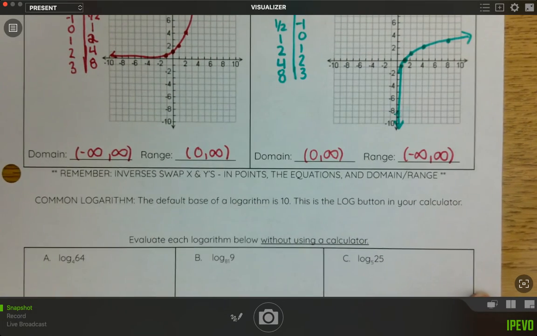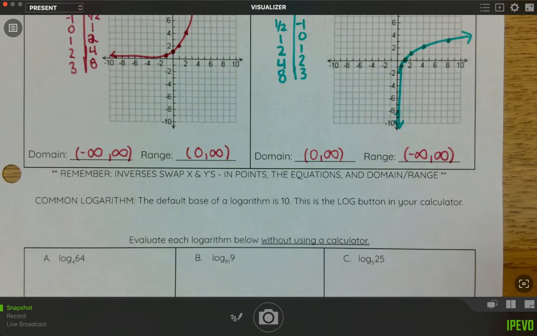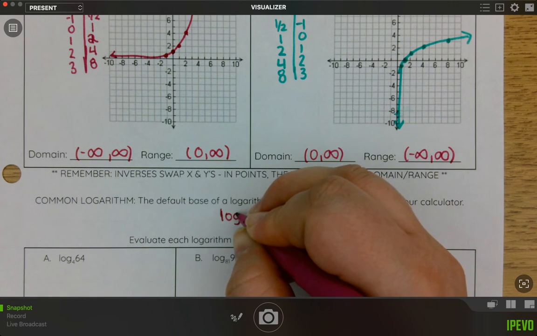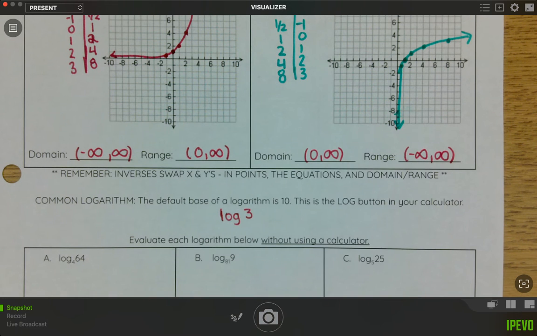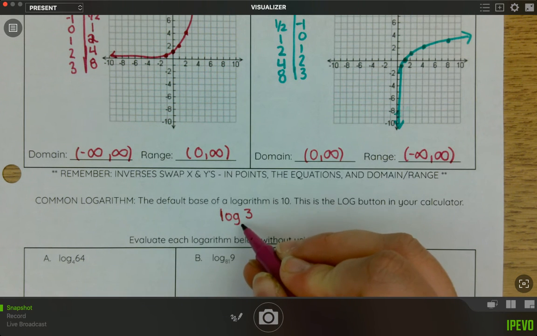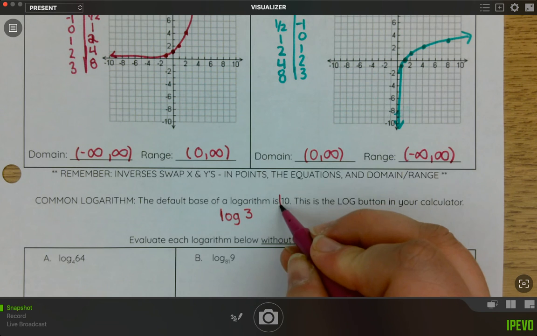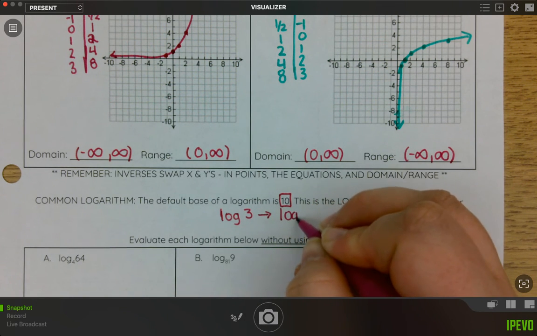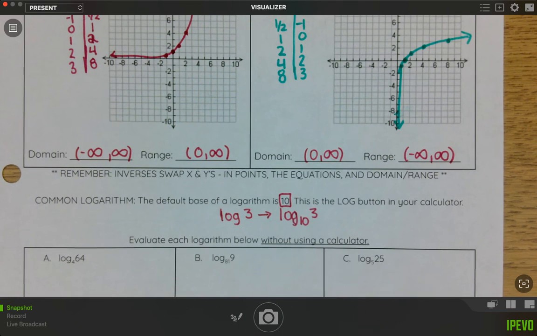And then one last thing before we start going over some real good examples of what a logarithm is. Sometimes you're going to say something like the log of 3. If there's no little number down here, that is automatically a 10. So log 3 is the same thing as log base 10 of 3. If you don't see that number down there, it's automatically a 10. That's also where the log button in your calculator comes from. It's called the common log, and it has a base of 10.